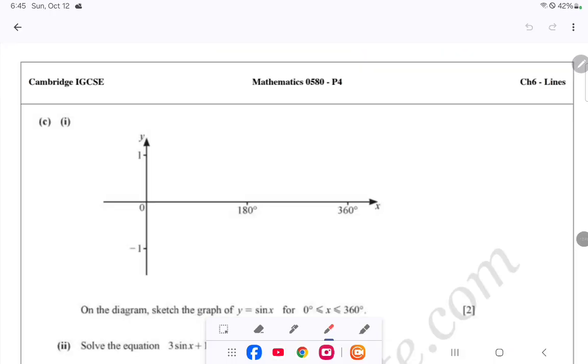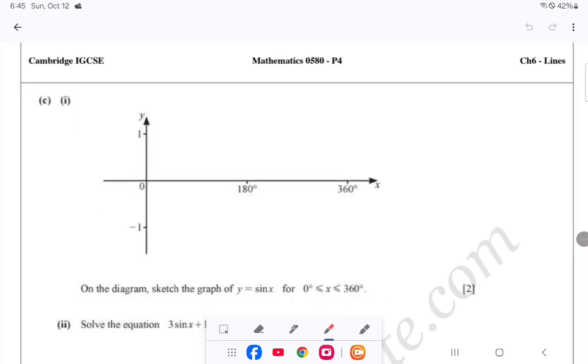For the C part, on the diagram, sketch the graph of y is equals to sin x, where x is greater than or equal to 0 and less than or equal to 360. So here in the center 90 we can also add 90, and here in the center we can also add 270. Sin 0 will give you 0, sin 90 will give you 1, sin 270 will give you negative of 1, sin 360 will give you 0.